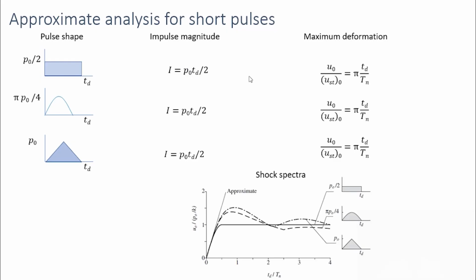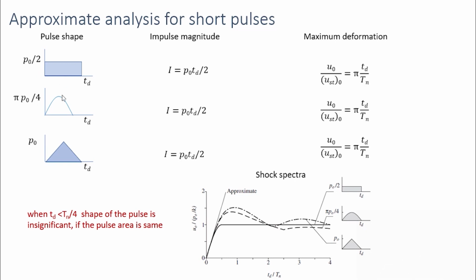Now let's see the shock spectra in this case. Here the amplitudes are different, but the areas under these curves are the same. This is when Td by Tn is equal to half, and when Td by Tn is equal to 1 by 4, that's here. Until then, all three spectra give the same value. So when Td is less than Tn by 4, then the shape of the pulse is insignificant if the area of the pulse is the same.